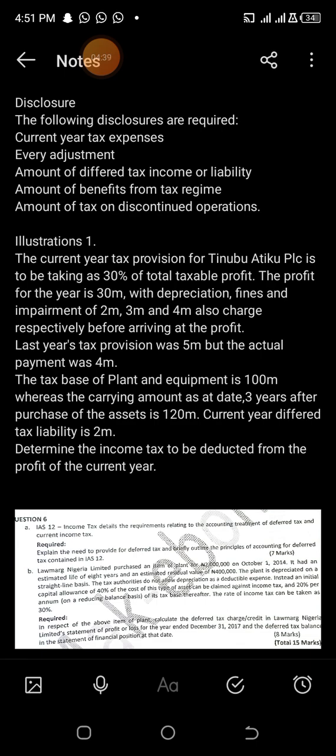Hard increase in deferred tax. Less decrease in deferred tax. And less over provision. That is the formula, or how to calculate it.